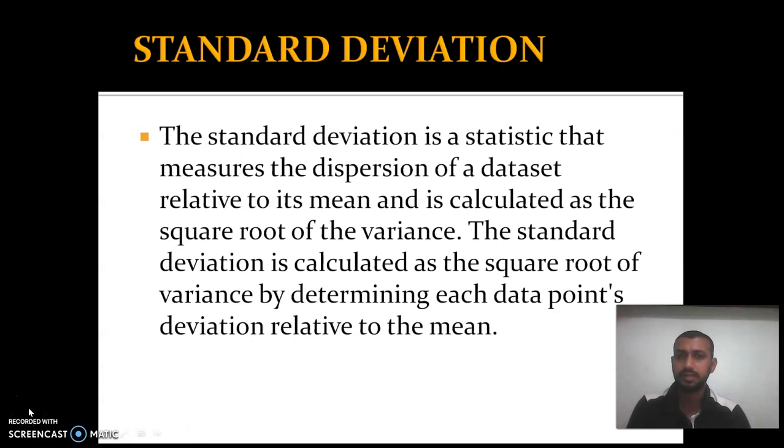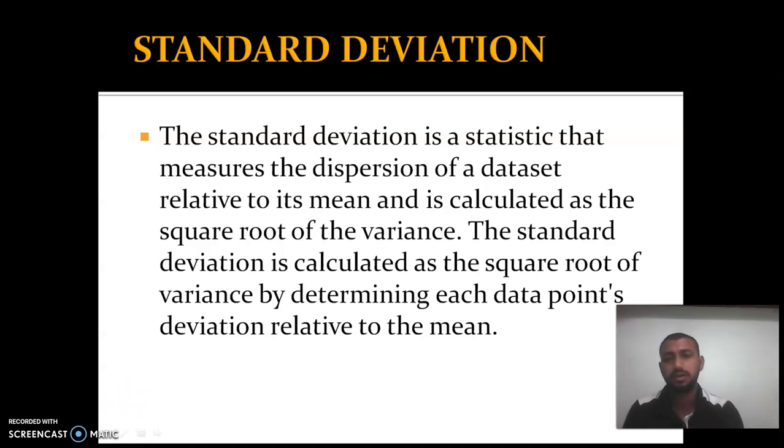What is standard deviation? It is a statistic that measures the dispersion of a data set relative to its mean, and is calculated as the square root of variance. The standard deviation is calculated as the square root of variance by determining each data point's deviation relative to the mean.